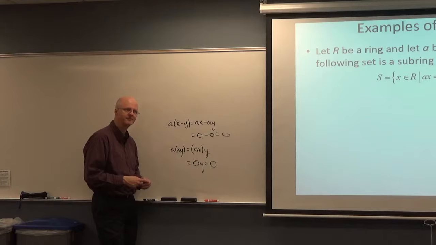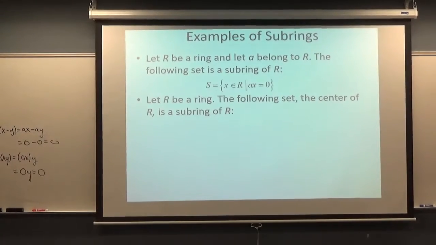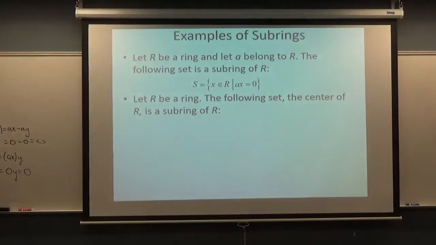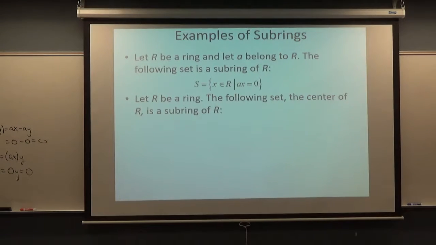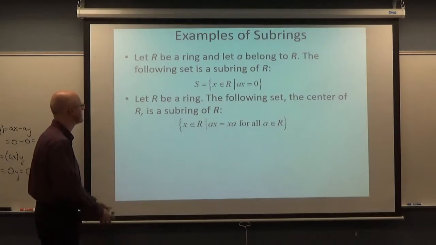Subring test. Let R be a ring. The center of R, just like we had a center of groups, there are centers of rings too, though the book doesn't use the notation Z of R. By the way, the notation Z for the center of a group, I think, is a German word for center. That's probably wrong. I'm sorry that I mangled the German.